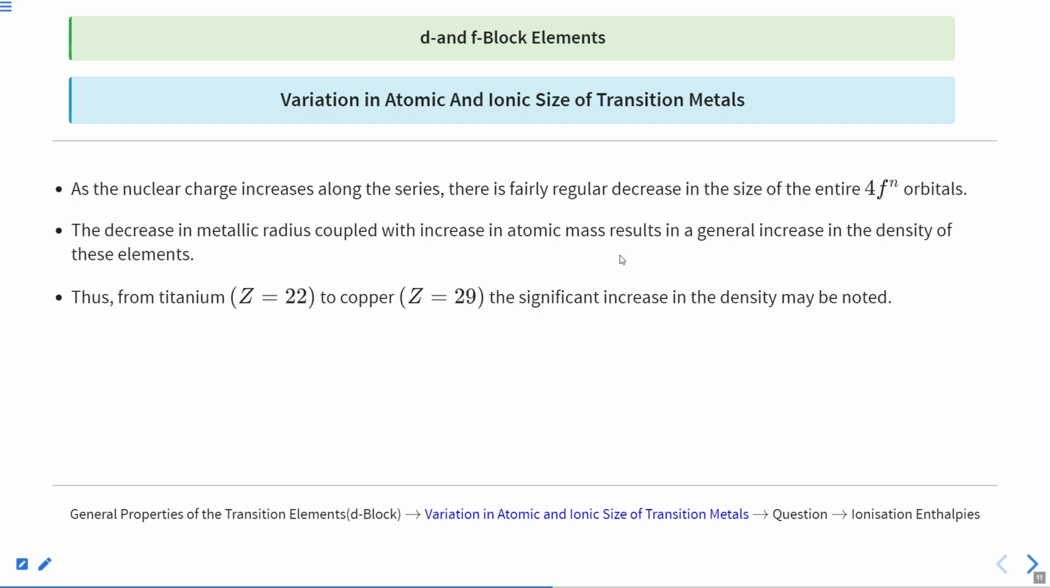Thus from titanium to copper, a significant increase in the density may be noted. Clear? So it is said that if you move from titanium to copper, there is a significant decrease in density because of the smaller number of unpaired electrons.